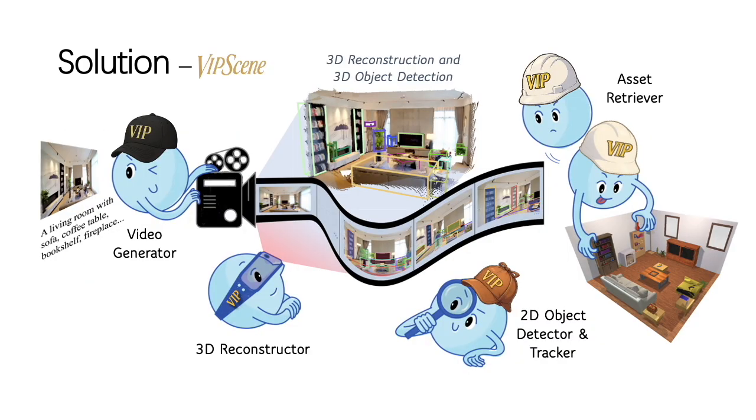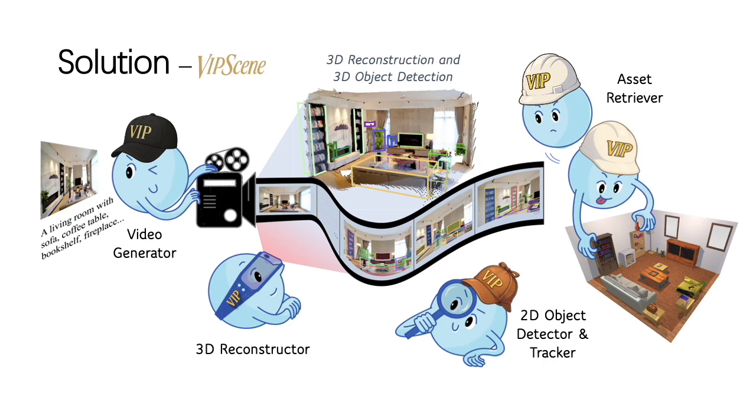Specifically, the user is asked to provide either a text description, an image demonstration, or both. Based on this, a video generator creates a realistic video clip. A feed-forward 3D reconstructor recovers the holistic 3D geometry of the scene.